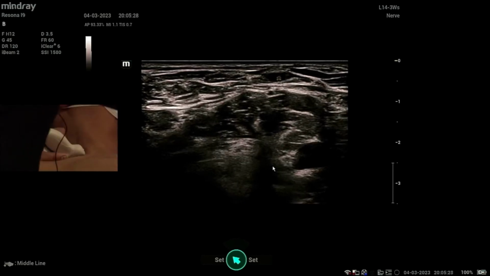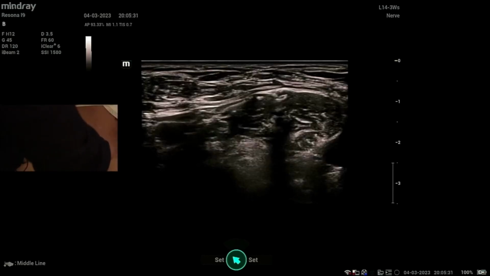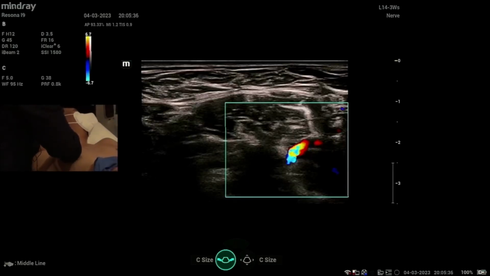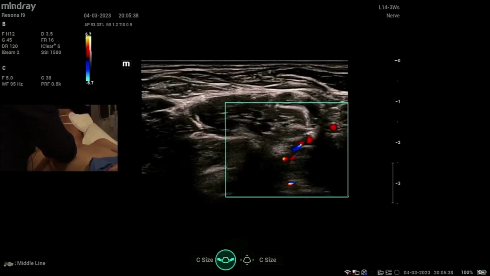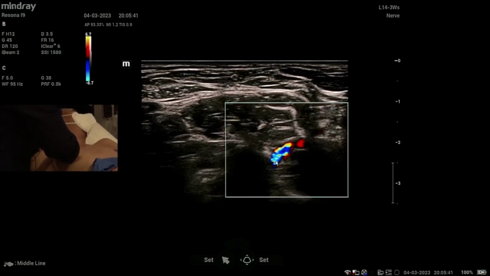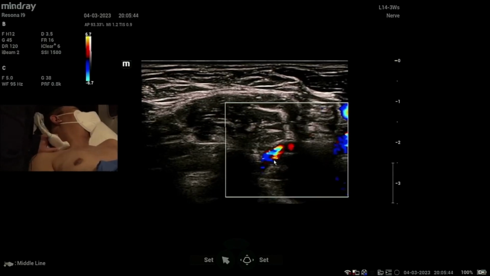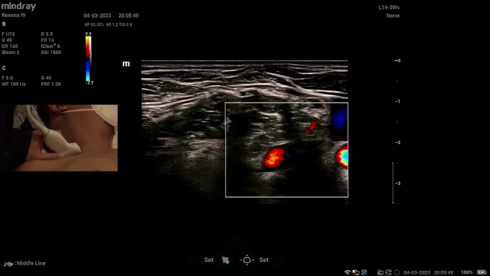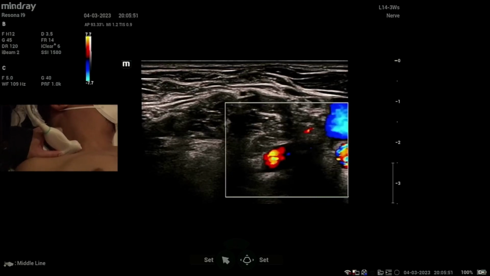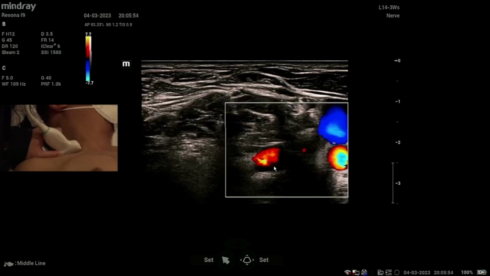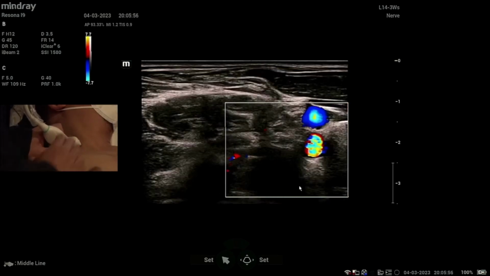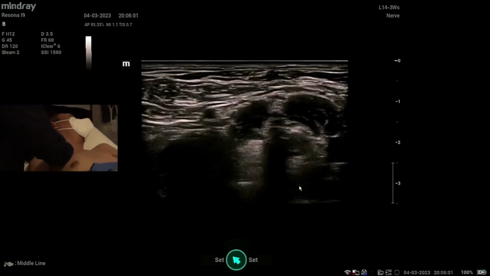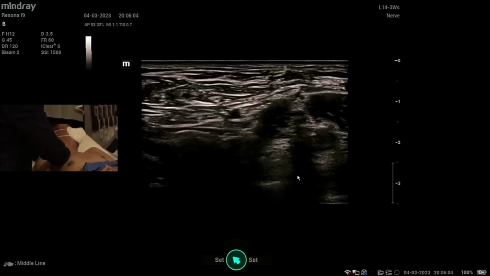Maybe I can ask Dr. Aziz to come help me here. There you go. Okay, that's the vertebral artery. Okay, anyone else? Anyone else want to see anything in particular? I mean, we can. How about C7 just next to it?